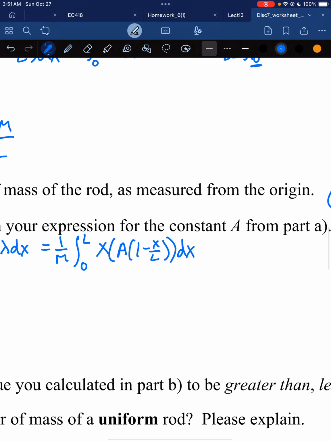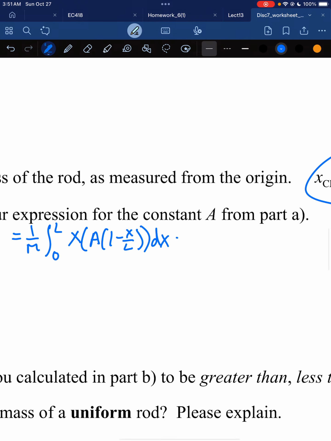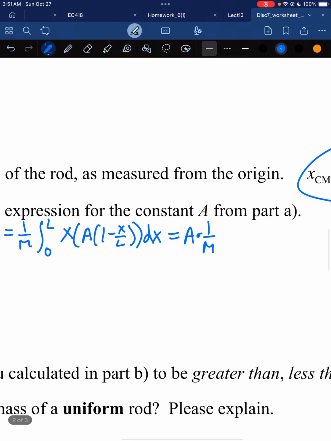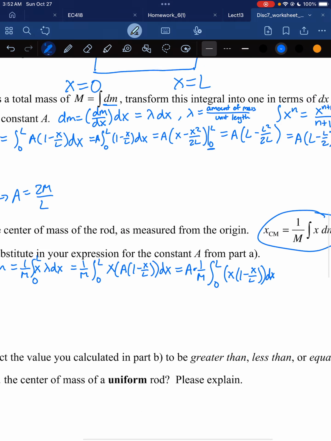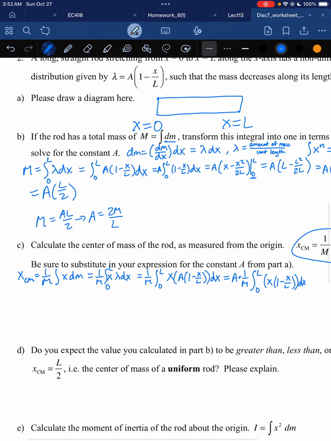And again, a is a constant, so I can pull it out. And I can write it as a times 1 over m times the integral from 0 to L of x times the quantity of 1 minus x over L dx. Now, in order to solve this integral, I need to distribute the x's into the parentheses. So I'm going to get a times 1 over m times the integral from 0 to L of x minus x squared over L dx.